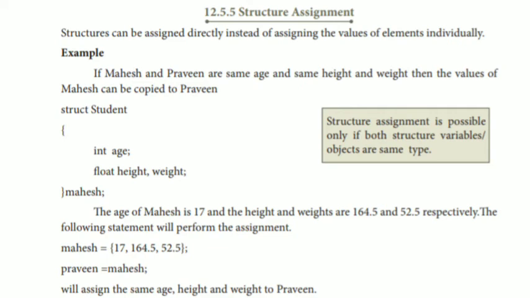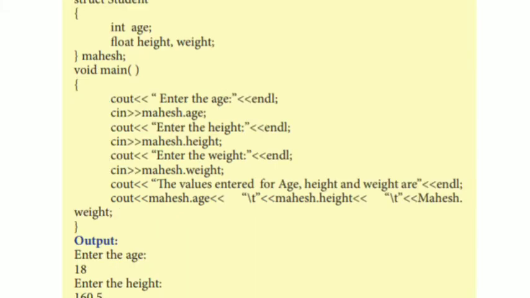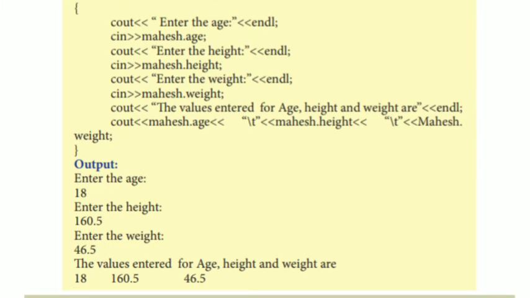Another example, after this chapter we will finish and move to OOPs concept, a very interesting concept. #include iostream, using namespace std, struct student open brace, int age, float height, weight, close brace, Magesh. void main. We use void. cout enter the age, cin Magesh age, cout enter the height, cin Magesh height, cout enter the weight, cin Magesh weight, cout the values entered for age, height and weight, cout Magesh age, Magesh height, Magesh weight.